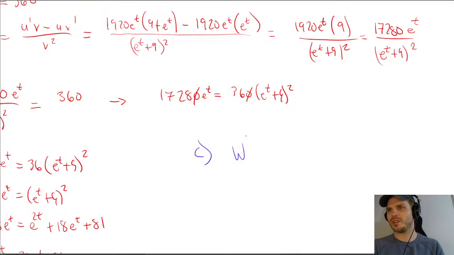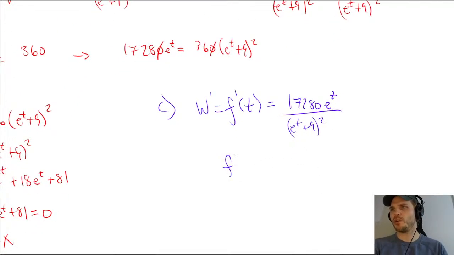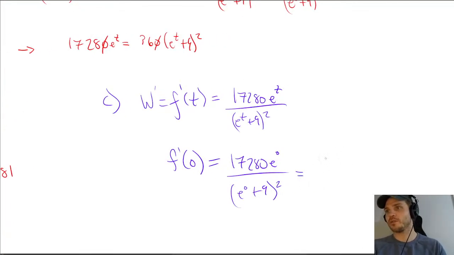We want w prime, which I think we're calling f prime of t, and that is this here, which we calculated earlier. So this is 17,280 e to the t over e to the t plus 9 squared, and we want to know f prime of 0, which is cool because that's easy to calculate. This is 17,280 e to the 0 over e to the 0 plus 9 squared. Now, e to the 0 is 1, so this is 17,280 over 1 plus 9 is 10.